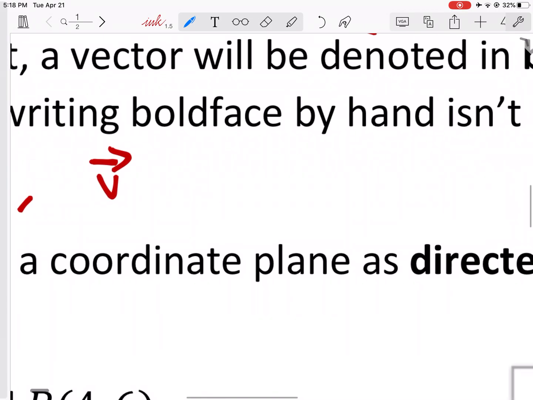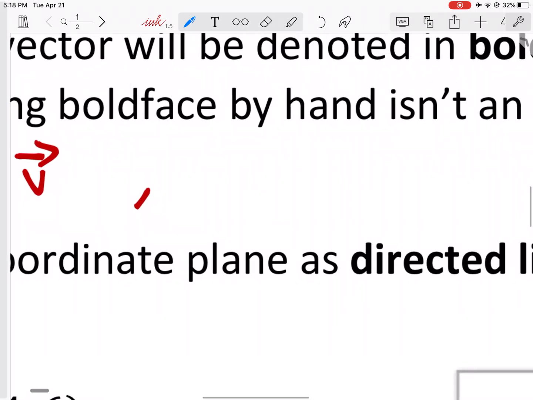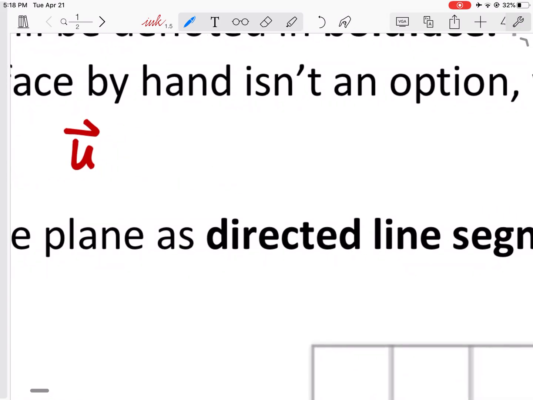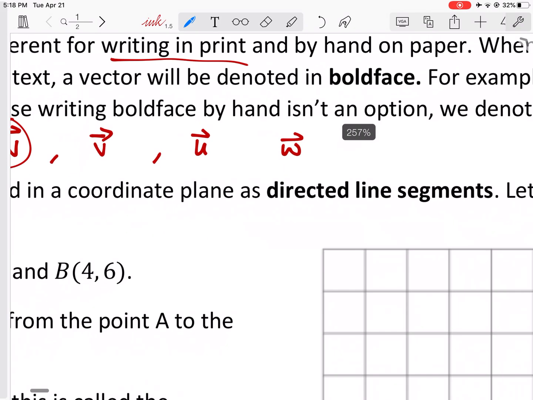It doesn't always have to be v. You can use any letter to symbolize your vector that you want, technically. U is common. W is common. So on.